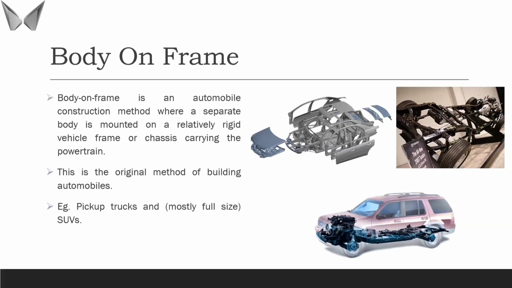So what is body on frame? Body on frame consists of a separate frame which forms the base of the vehicle. On this frame mount the major heavy components like engines, tires, suspension, and so on. Above this frame, a complete body which holds the passenger compartment is mounted. This type of construction is used for heavy vehicles like pickup trucks and heavy load SUVs and so on. This is the major construction type which automotive vehicles were initially using.